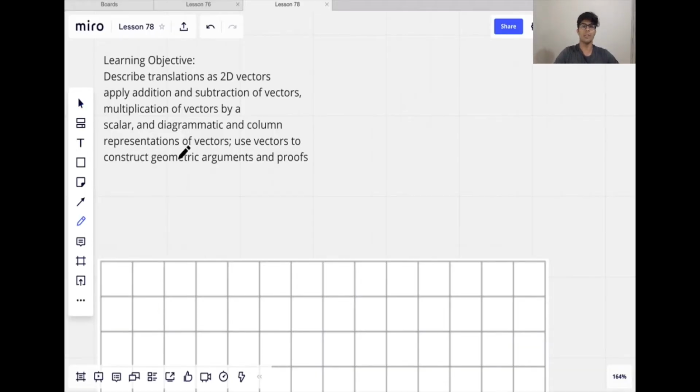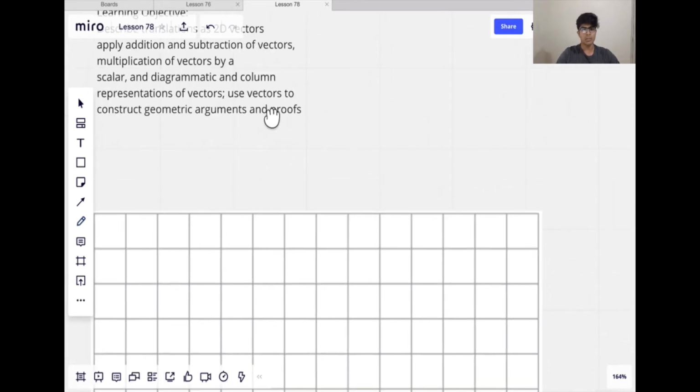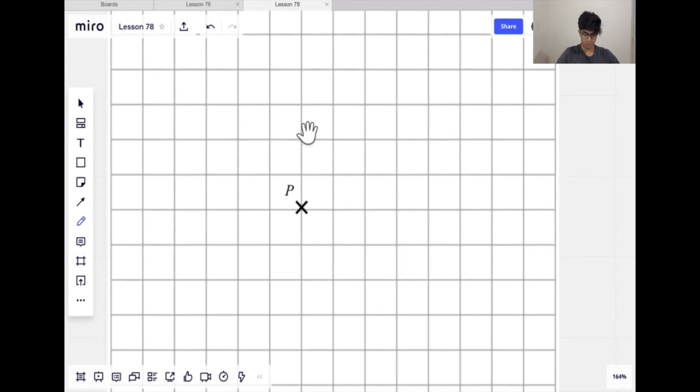Welcome to another video. So today's learning objective is to describe translations of 2D vectors, apply addition and subtraction of vectors, multiplication of vectors by scalar and diagrammatic and column representations of vectors. Use vectors to construct geometric arguments and proofs. So basically this whole lesson is all about vectors. And so let's talk a bit about what vectors are.